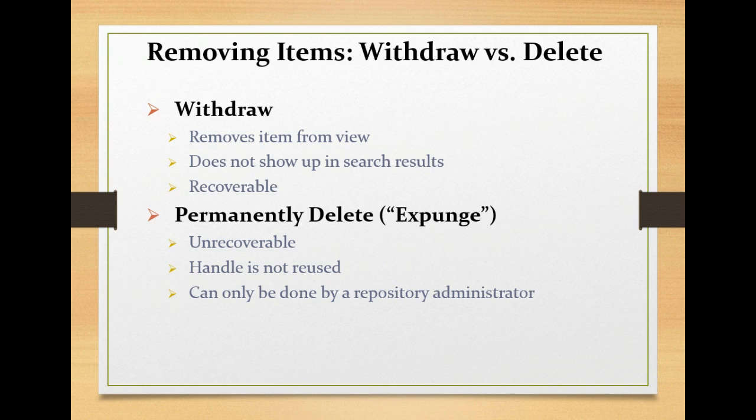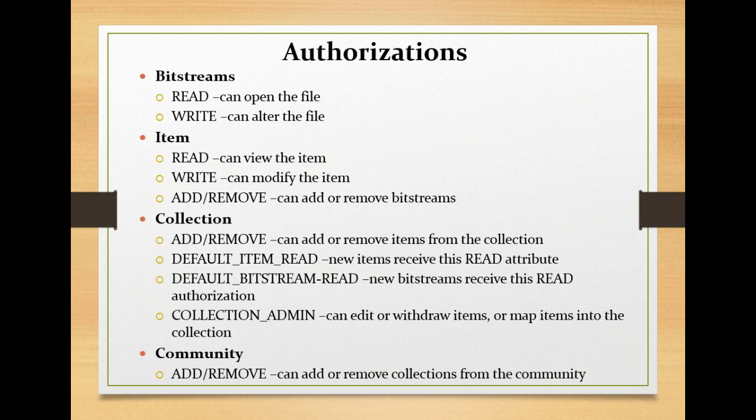And here is the authorization at 4 levels. Very important point. The first one is the bitstream. If we authorize the bitstream, it can open the file, that is the read permission. It can alter the file, write permission. But in the case of item, it allows read, write, add. All these three can be done.